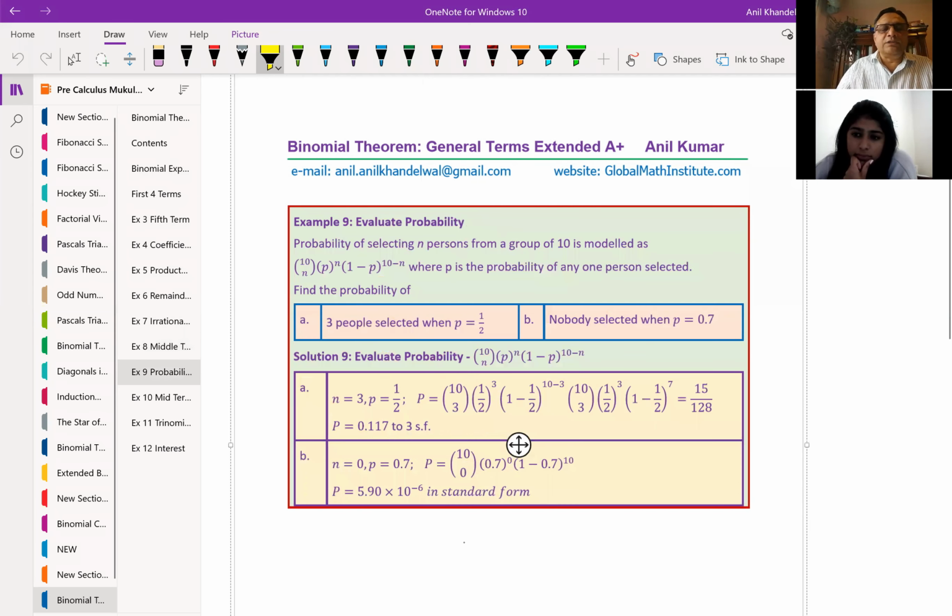Now here is a question, which is an application question. Can you please read the question, Amy? So evaluate probability.